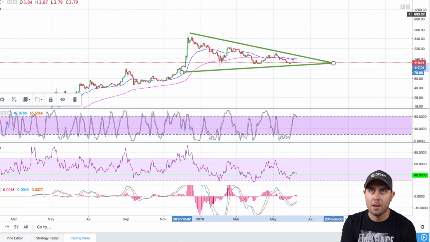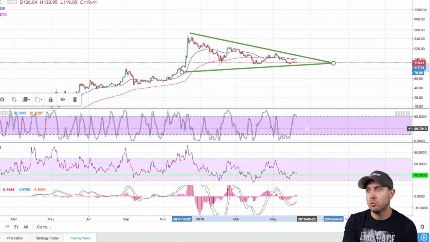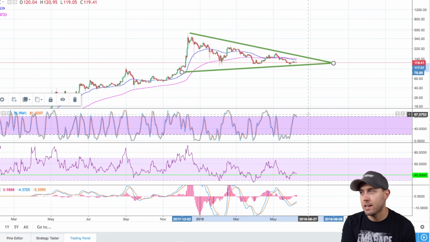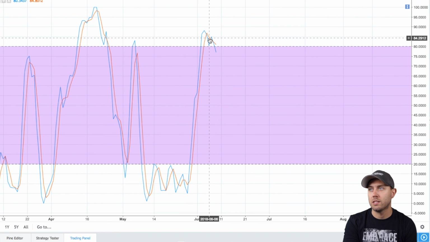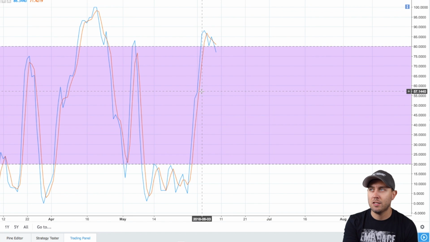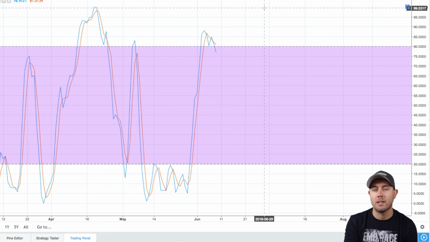So I have the daily up because I want to go over a couple things. Namely, I want to look at the stock RSI. You can see we're starting to come down out of that overbought area. And this speaks to maybe a possible setup. If we have some momentum come down a little bit, it might be a nice setup.